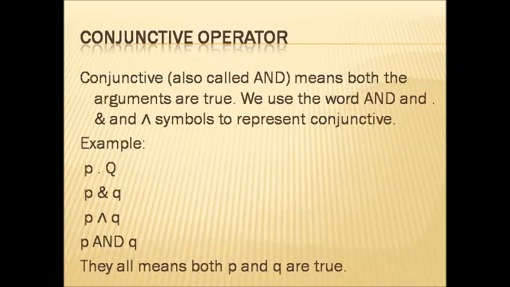Okay, now we are going to see the conjunctive operator. The conjunctive operator is also called the AND operator, which means that both the arguments are true, right? So we use the word AND, and the AND symbols you can see on the screen. All these symbols mean P and Q. So we use P dot Q, P and Q, right? This all means that P and Q are simple propositions, and we join them using the AND operator to make a compound proposition.